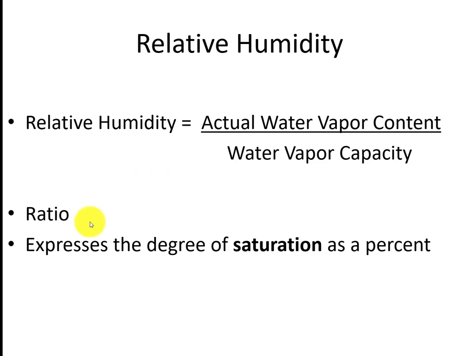It's a ratio. And this symbol here is a fraction. It indicates that there is a division process. And this expresses the degree of saturation as a percent. So you want to think about actual water vapor content, how much water is there that can be measured. And then water vapor capacity, how much can that parcel of air that we're studying hold.